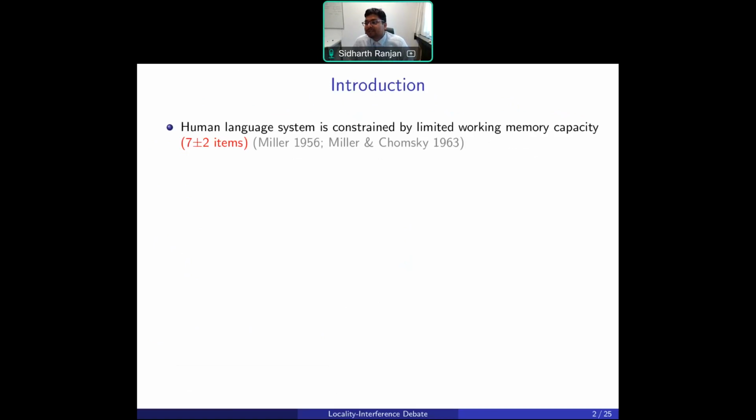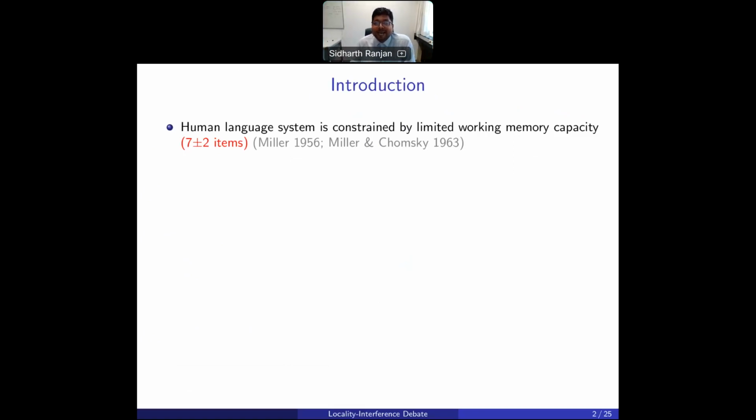So the human language system is long known to be constrained by working memory capacity. In order to account for comprehension difficulty due to such memory constraints, several theories and mechanisms of syntactic complexity have been proposed in the sentence comprehension literature. Among those, locality and interference are two such accounts that have been attested to drive sentence comprehension.